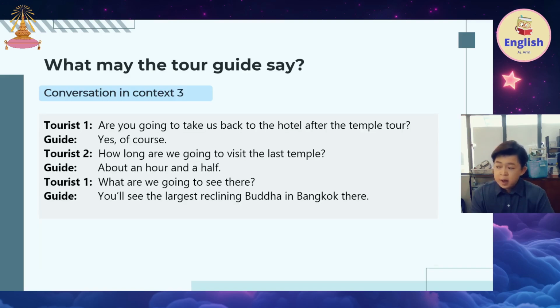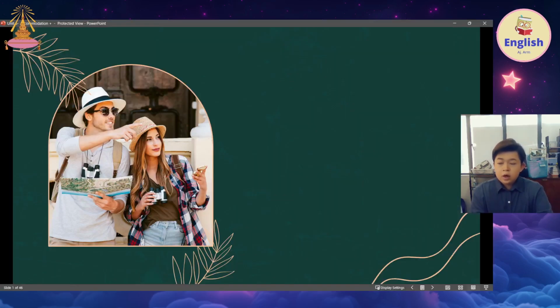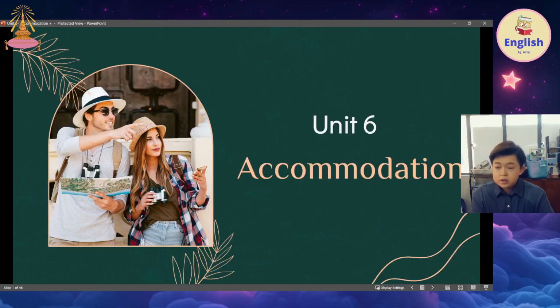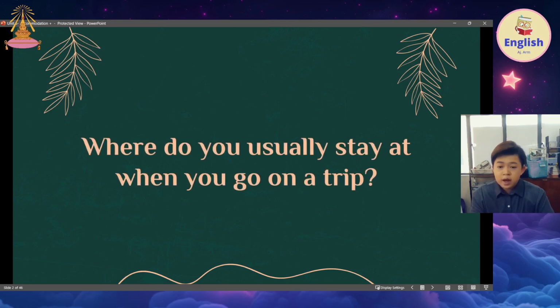This is the example conversation in the context, and that's it for the contents of unit number 5. So next, let's move to unit number 6. For unit number 6, there are 2 versions, so if you haven't got the slide presentation, please let me know.